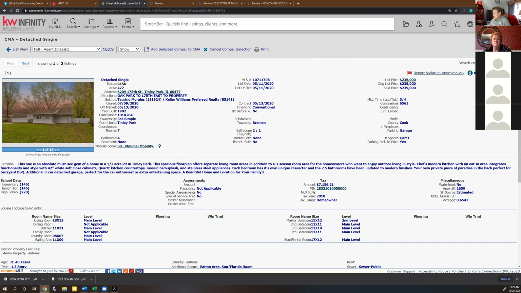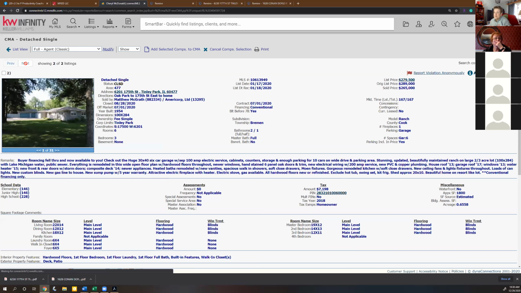All right, it listed at 235. It sold for 239. Look at the concessions again. $6,500 in concessions. That's crazy. That looks like a closing cost credit. It's almost 3%. And it's really weird at 65.61. It's in Bremen Township, which is where I live. So not bad. It's a beautiful house. It's also on a busy street.